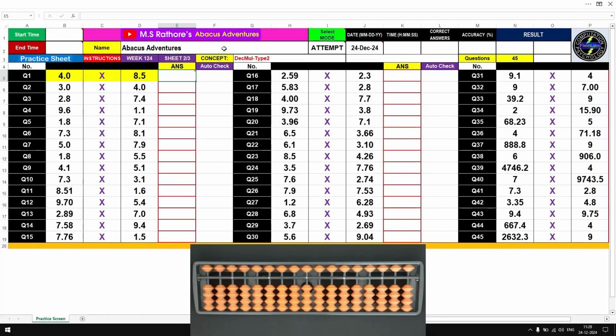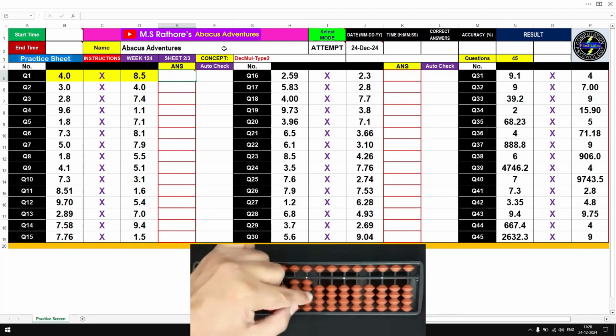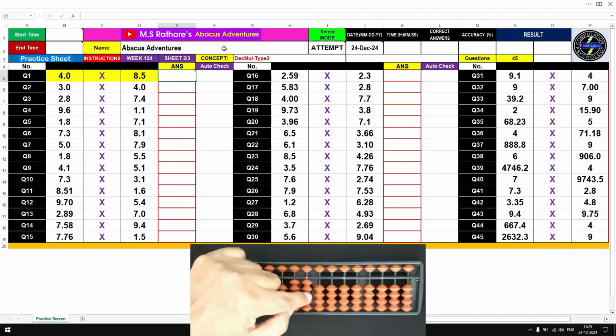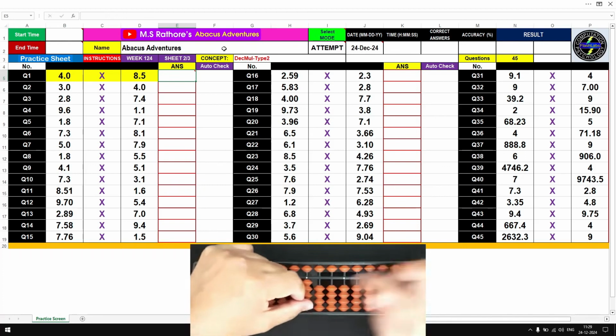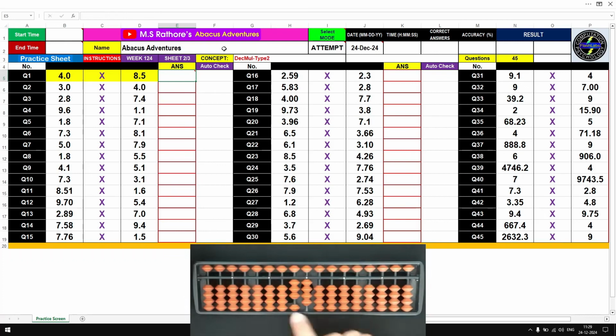The first question is 4.0 multiplied by 8.5, two digits in the integral portions and two decimal places in the question. So let's start round number 1 from rod number 2. My left index finger has been placed on rod number 2 for round 1. From right to left it is 8 4s are 32, finger shifted, 8 zeros are 0 0. Round 2 begins from rod number 1, 5 4s are 20, finger shifted, 5 zeros are 0 0, and our answer is 34.00.